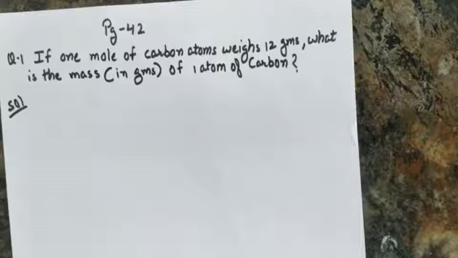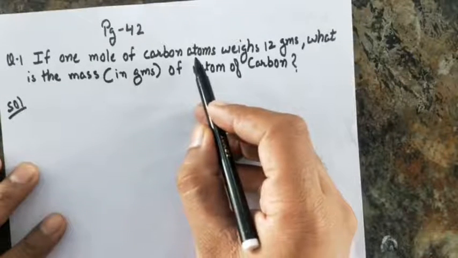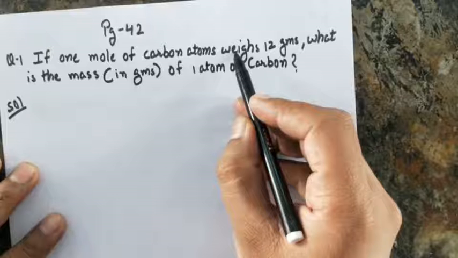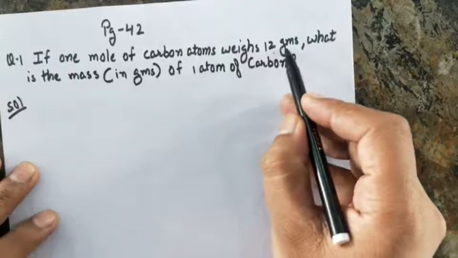We are provided with 1 mole of carbon atoms and we are given that mass of 1 mole of carbon atoms is 12 grams. Now students, we know that in 1 mole there are total 6.022 into 10 raised to 23 atoms, which means 1 mole of carbon atoms will be equal to 6.022 into 10 raised to 23 atoms, and they will weigh 12 grams.